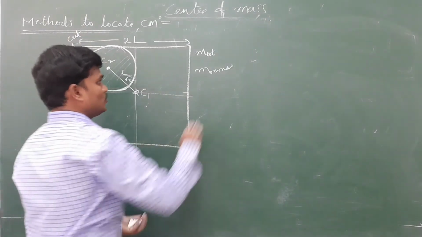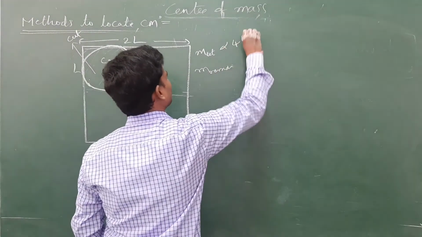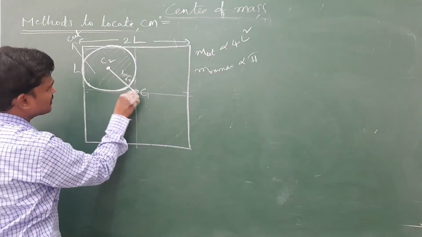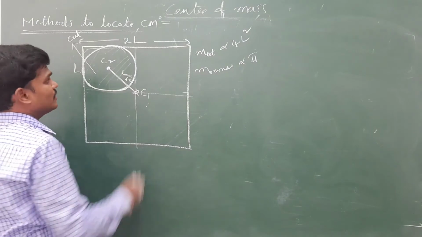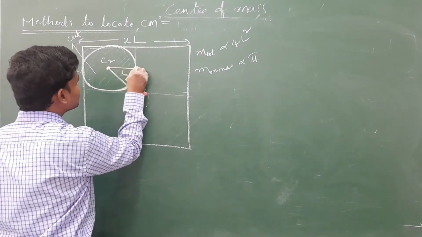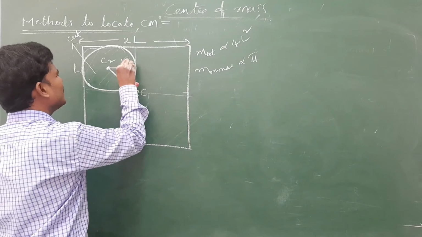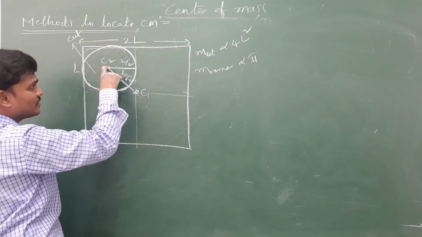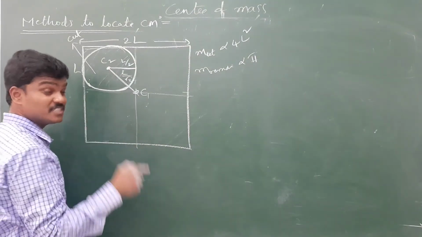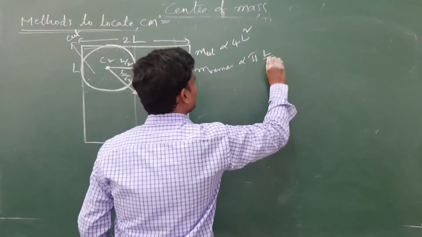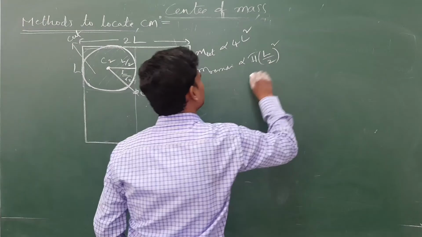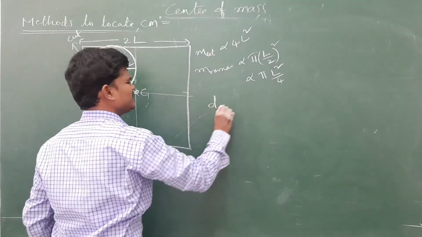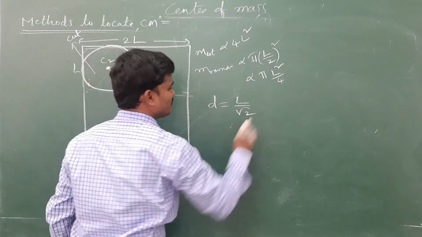Total is anyhow proportional to 4L square. Removed is pi times the radius of this one squared. See, this is the radius. Radius is how much? L by 2. This is the radius, L by 2, but not L by root 2. L by root 2 is the distance. So pi L by 2 square, nothing but pi L square by 4. And the distance is clear, like the last problem, L by root 2 only.